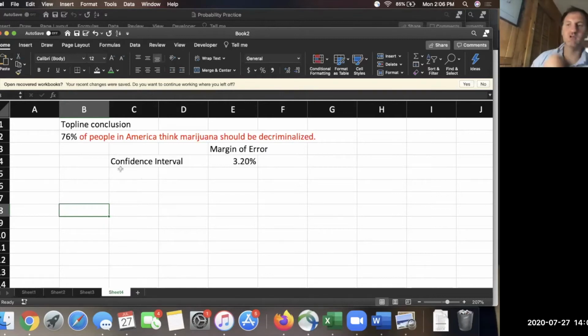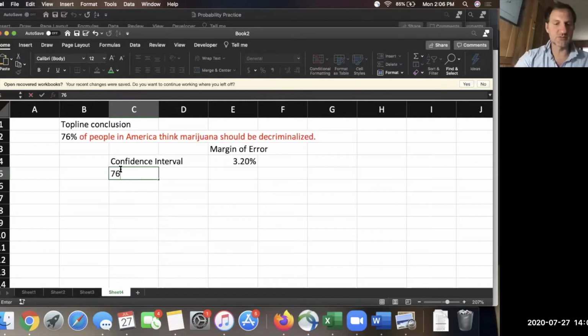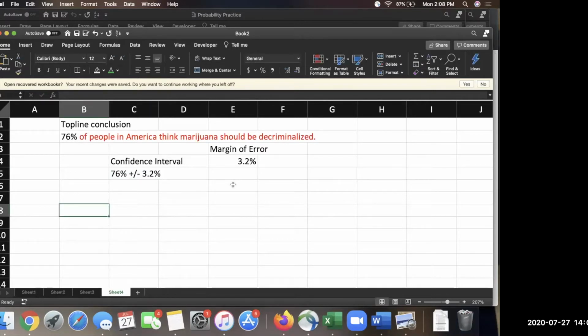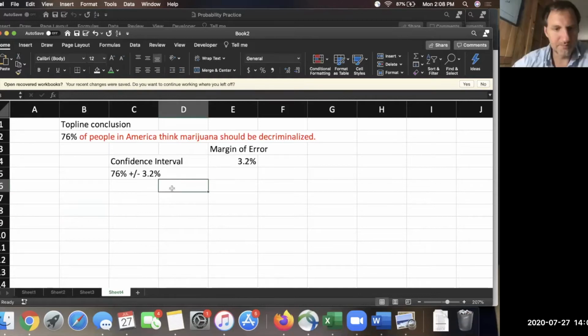Okay, let's see if we agree on the confidence interval. Starting from 76%, we need to add and subtract 3.2%. So what'd you come up with? So on the plus side, you would just have 79.2%, right? Right?